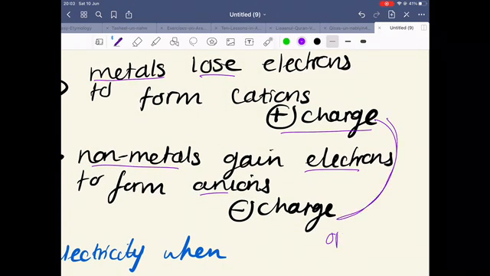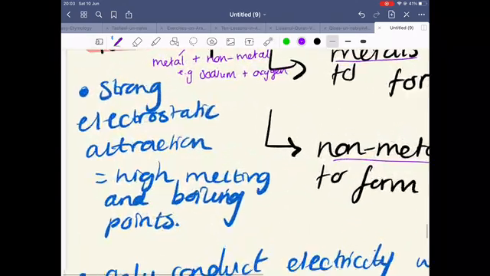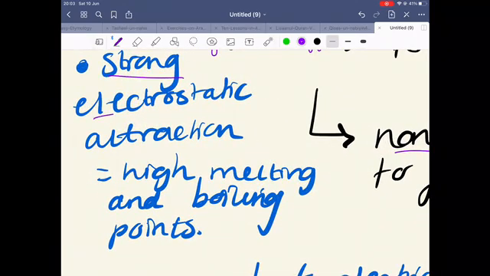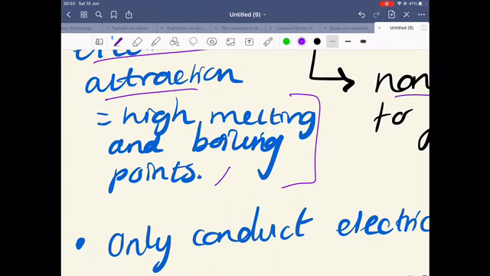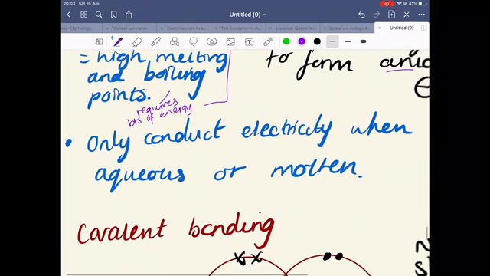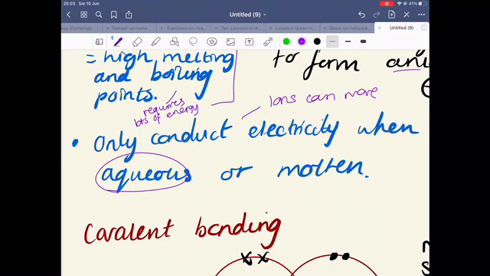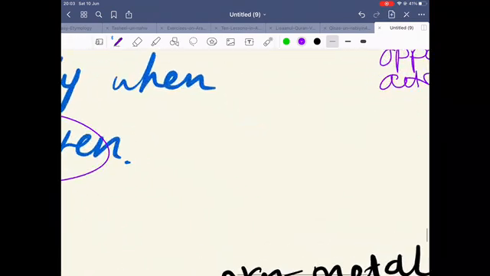So the properties of ionic compounds, because we formed these positive and negative ions, opposites attract, and this is called strong electrostatic attraction. This, therefore, means there's a high melting and boiling point with ionic compounds. So remember when we were talking about the aluminium oxide, when we melt it, we require lots of energy in electrolysis, which is expensive. Because of the strong electrostatic attraction, it requires lots of energy to overcome.